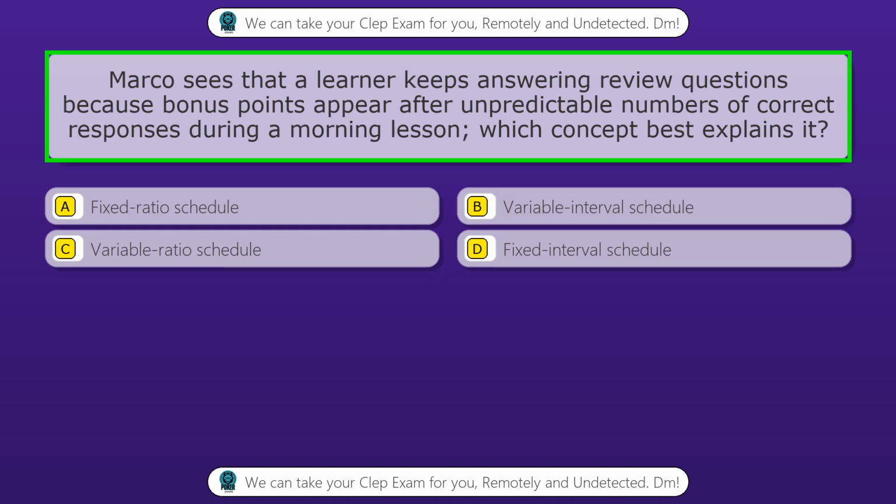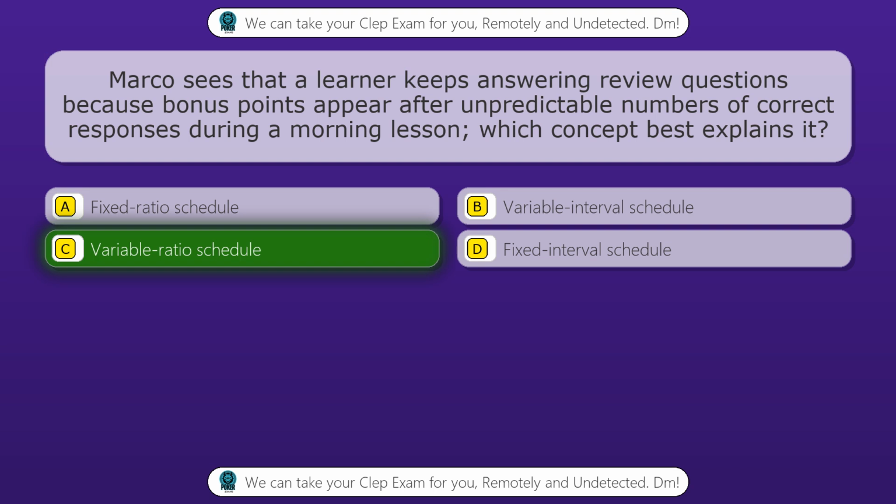Question 7. Marco sees that a learner keeps answering review questions because bonus points appear after unpredictable numbers of correct responses during a morning lesson. Which concept best explains it? Option A, fixed ratio schedule. Option B, variable interval schedule. Option C, variable ratio schedule. Option D, fixed interval schedule. The correct answer is option C, variable ratio schedule.